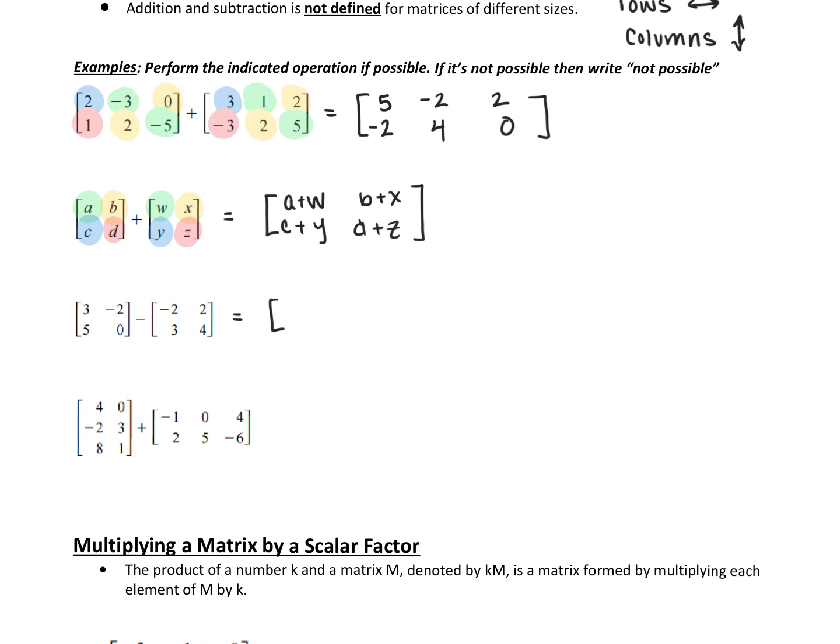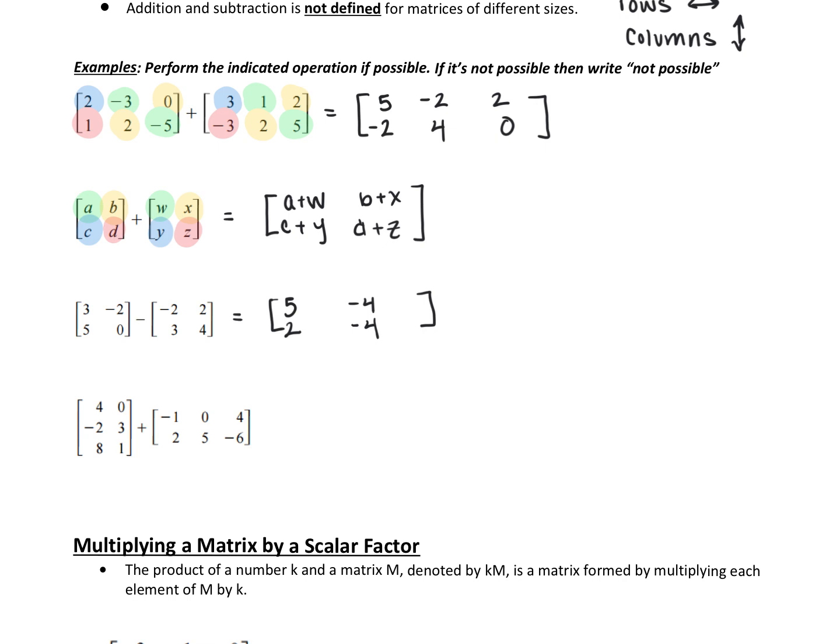Okay, so subtraction works the same way, but you just have to be careful if there's double negatives. I'm going to do 3 minus -2. That's a double negative, so this is really saying 3 plus 2, which is 5. Then I have -2 minus 2, which is -4. Then I have 5 minus 3, which is 2. And 0 minus 4, which is -4.